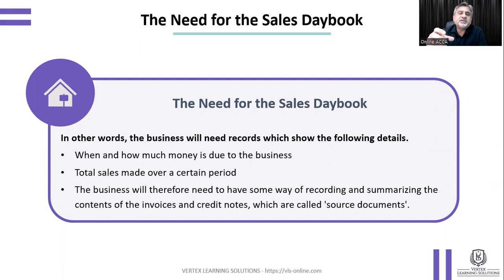Because I give different credit terms to different customers. With some customers, I agree 15 days credit. With some other old, regular, big customers, I agree with 30 days. Maybe there are some special customers whom I'm giving a credit of 90 days. I don't know. Mostly it is 30 days, but sometimes we also give 60 days credit. So you need to see when and how much money is due to the business, total sales made over a certain period, how many credit sales we have made in a month. Okay, so this is very important.